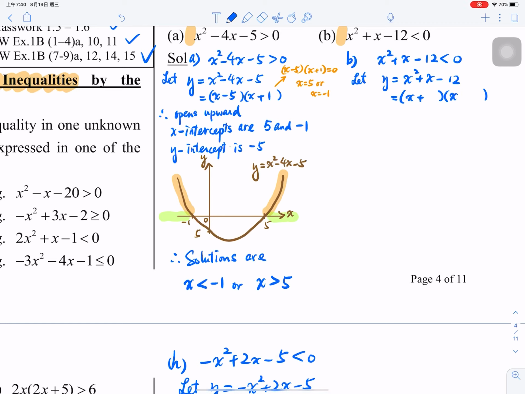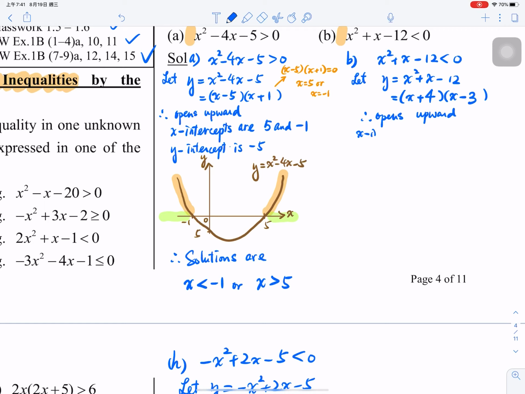x plus and then minus. Because this one is negative 12, so positive times negative, you get negative. And you need to get plus x in the middle. So 4 and 3, right, correct. Which one is 4, which one is 3? Plus 4, minus 3, correct. As a result, this one opens upward again.